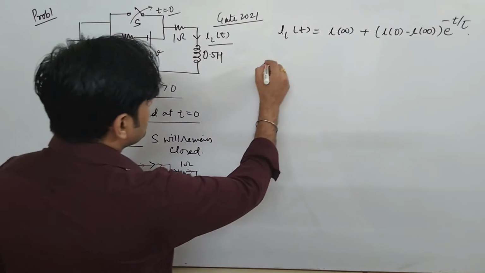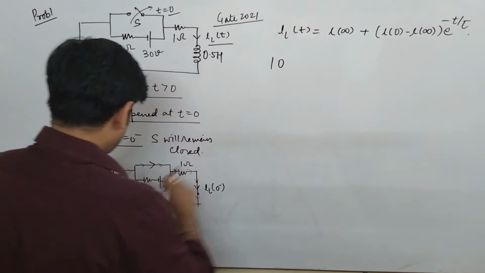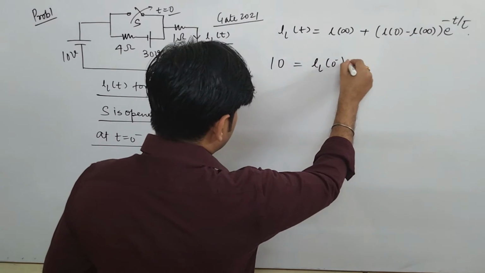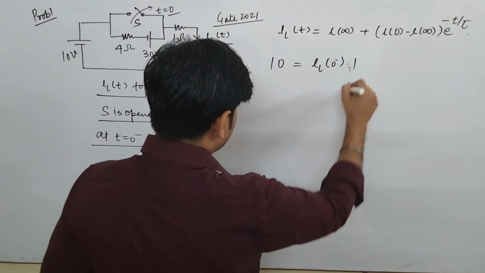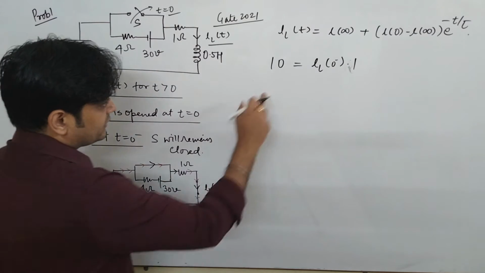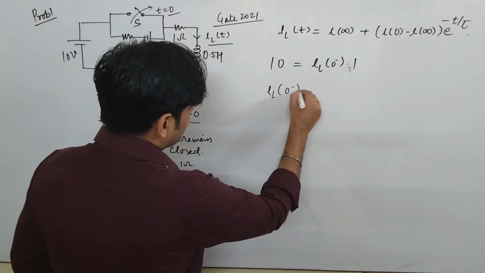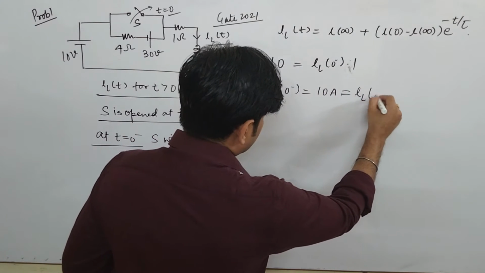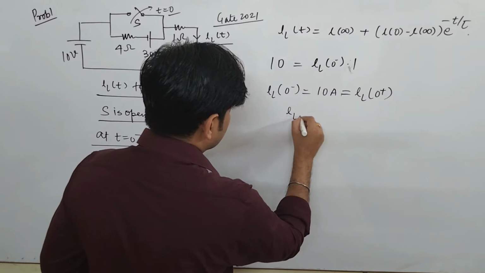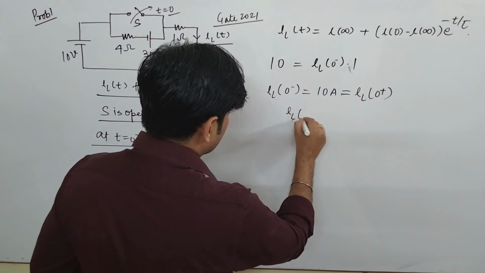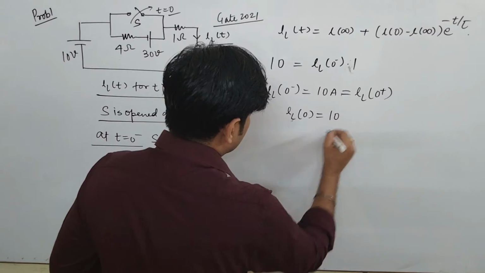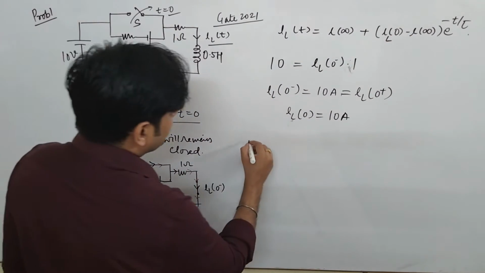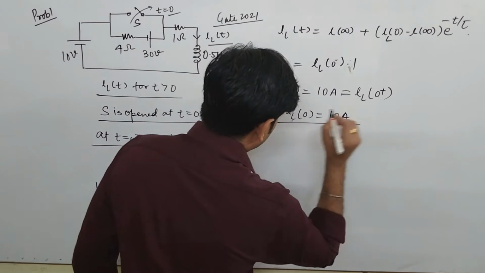So simply, if I am applying one KVL, 10 is equal to IL0 negative into 1, because the current flowing in the 1 ohm resistance is IL0 negative. So from here you can say that the value of IL0 negative is 10 ampere, or you can say it is IL0 positive, since instantaneous change is not possible. So the value of IL0 is 10 ampere. This current is IL0. So from here you have found the value of IL0.